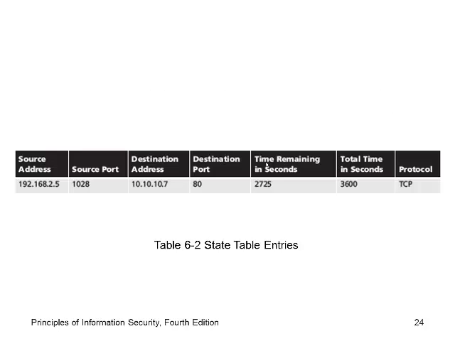Okay. All right. Here's a state table entry. Okay, this source address on port 1028 going to this destination on port 80. So just by reading this, I would say someone in the internal network of 192.168.2.5 was surfing the web on port 80, connecting to the machine 10.10.10.7, okay, using TCP. Okay, that's how you'd read it.